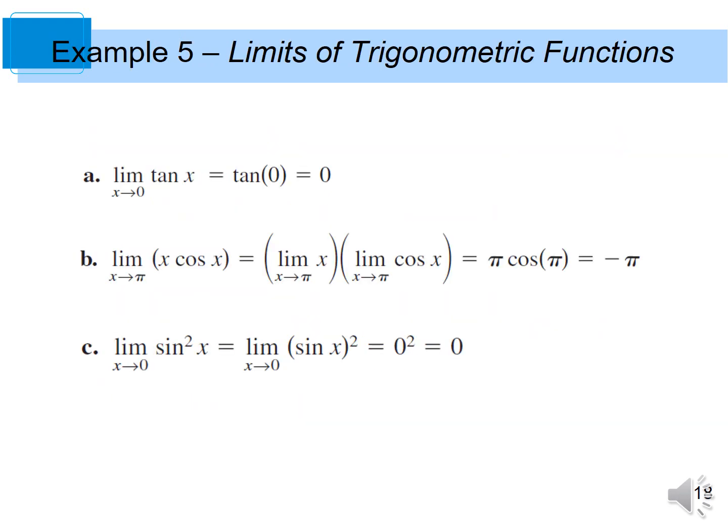For this example, limit tangent x, x tends to 0. We substitute the 0 into x. So we have tangent 0 is equal to 0.